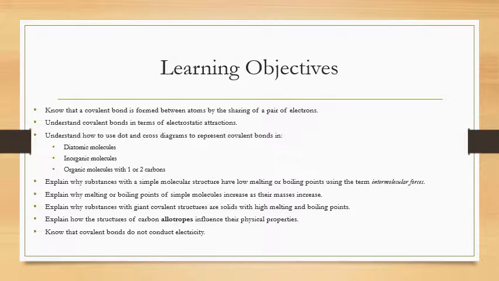Explain why substances with simple molecular structure have low melting points or boiling points, and we'll use the term intermolecular forces to explain that, and explain why melting and boiling points of simple molecules increase as their masses increase. Explain why substances with giant covalent structures are solid with high melting points and boiling points. Explain how the structures of carbon allotropes influence their physical properties, so we'll look at the term allotropes. And finally, you'll have to know that covalent bonds do not conduct electricity, and possibly the reason why.